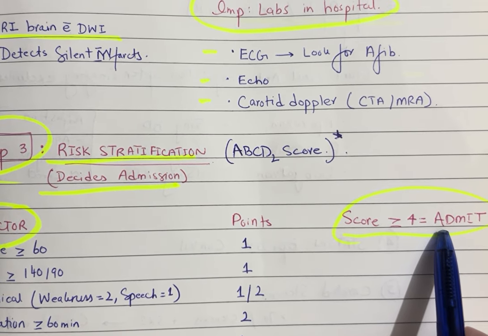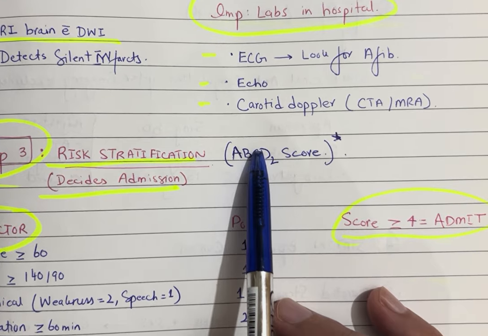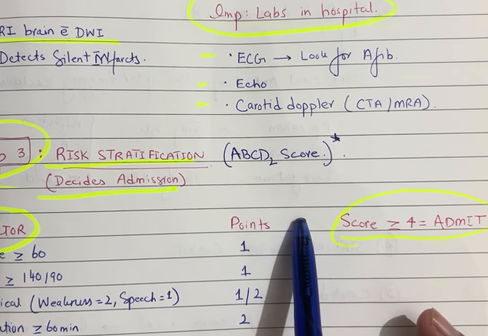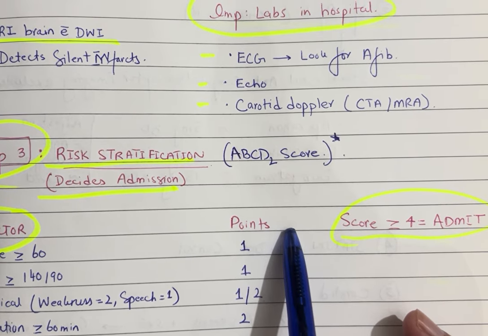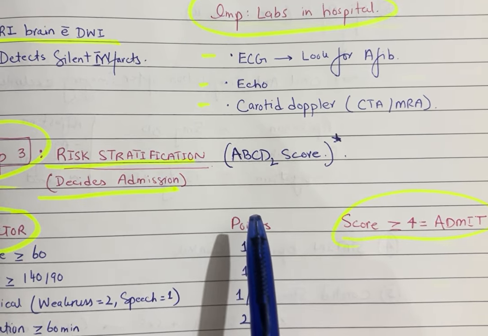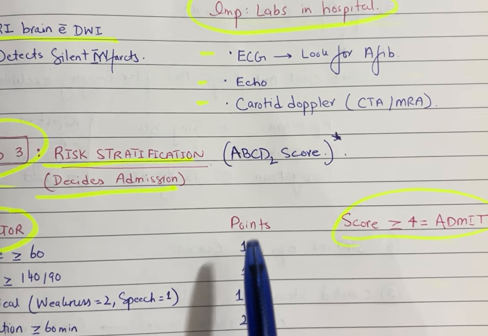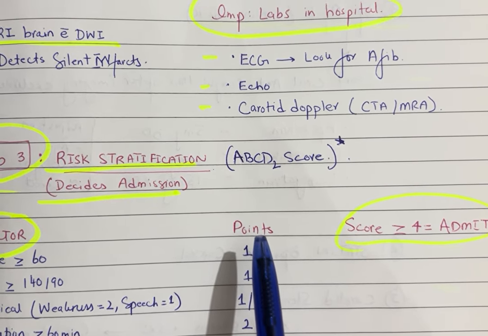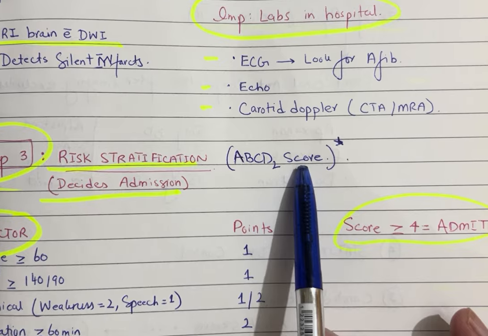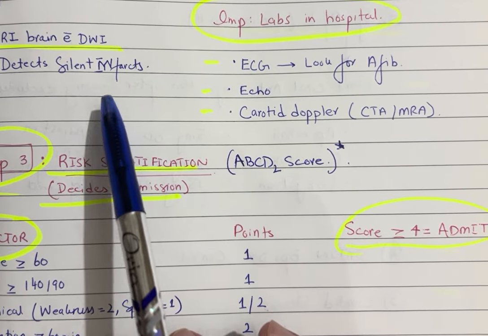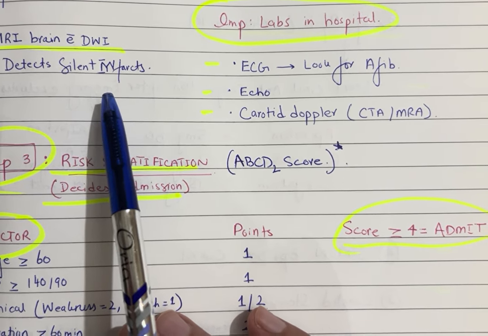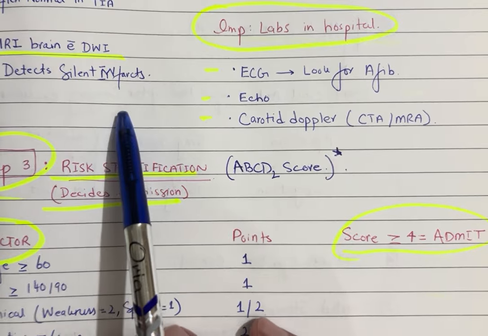But one thing you have to remember: if you did the CT and the CT comes normal and you forget to do the MRI brain with DWI, remember the patient can have a posterior circulation infarct, and for it you don't need to do the ABCD score, because the posterior infarcts most likely are silent. So you need to have this in your mind.